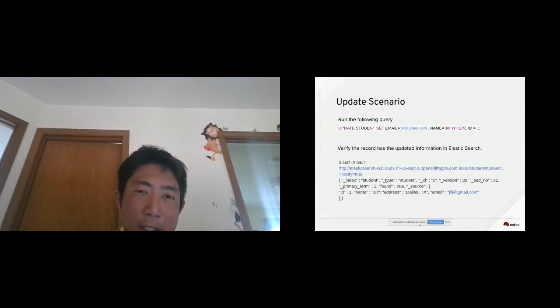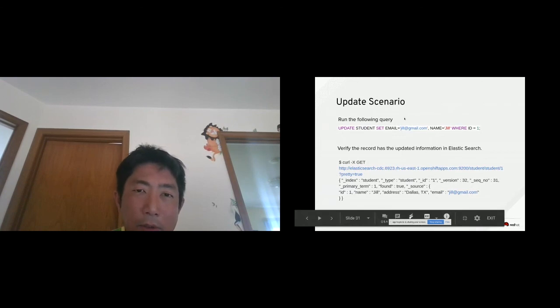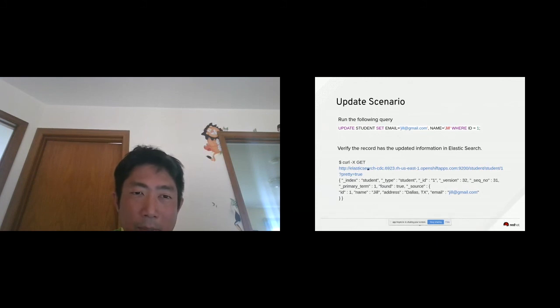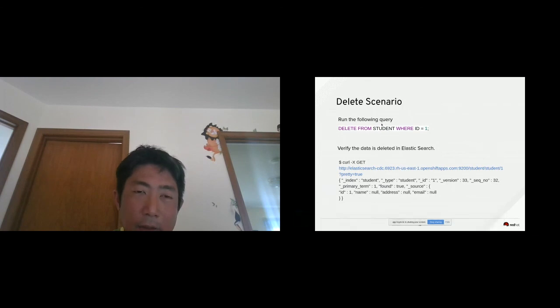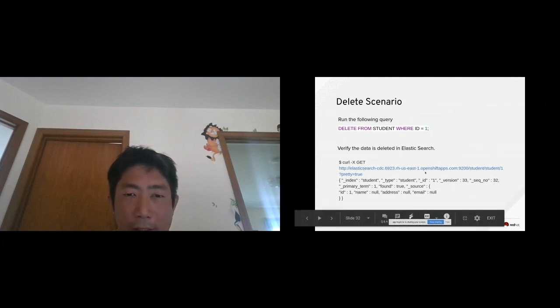The update scenario is similar. You can connect to the Postgres database, run the update query, and then you could do a curl command on the Elasticsearch. And this time you see that the email got updated based on the update query to geo@gmail.com. For the delete scenario, similarly, you go to the Postgres database and delete the student where ID equals one. And after that, you do a curl command on the Elasticsearch instance. Then you will see ID 1 has no name, address, and email after the record got deleted.